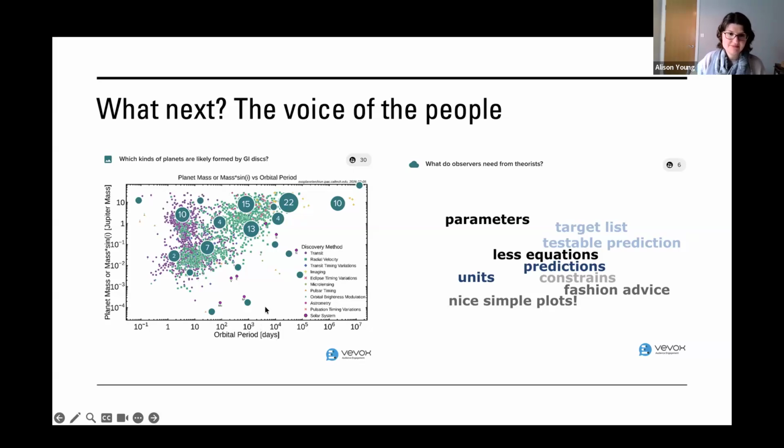I will note there were some people in the audience who were just interested folks from London, so that might account for some of the people who think that every single planet in the solar system was formed by GI.